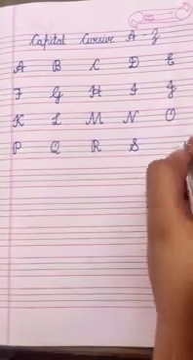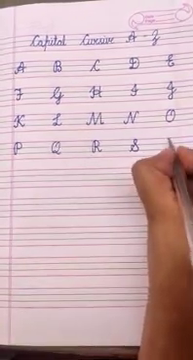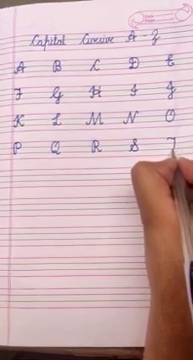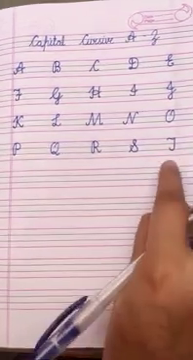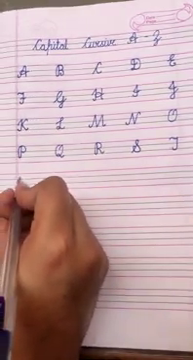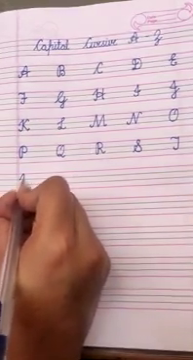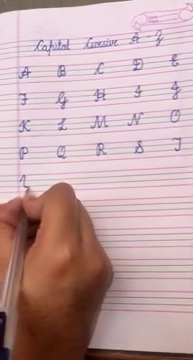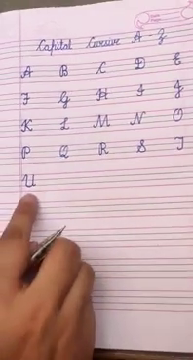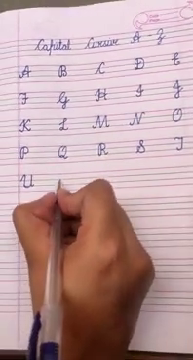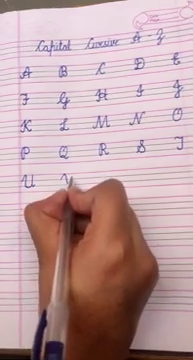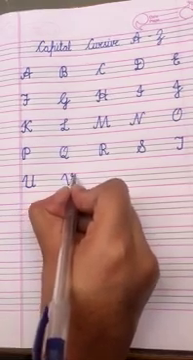Cursive S. Cursive T. From the first line, take a turn, come down, make a standing line, touch the third line and then take a small turn. Cursive T. Cursive U. From the second line, go slant, take a turn, make a standing line, make a curve, go up, come down and then take a small turn. Cursive U. Cursive V. Go slant, take a turn, make a slanting line, go back, make a slanting line and then take a turn like this.